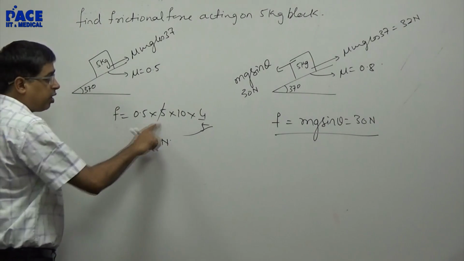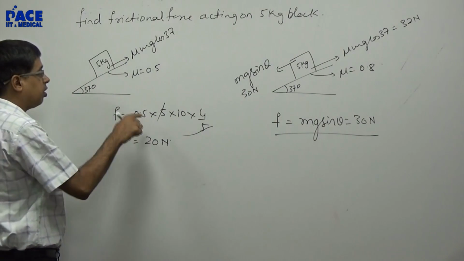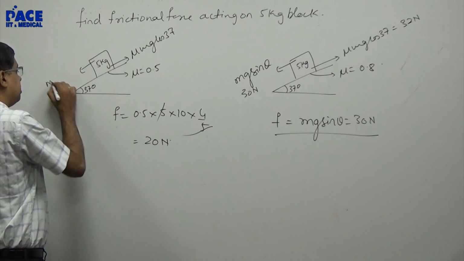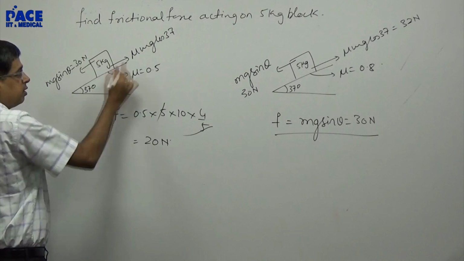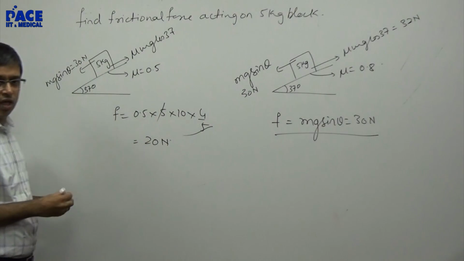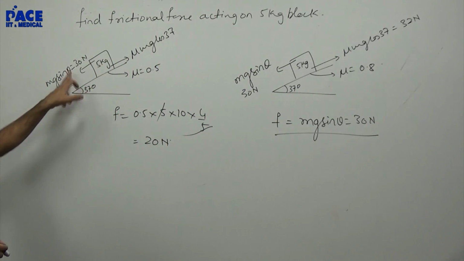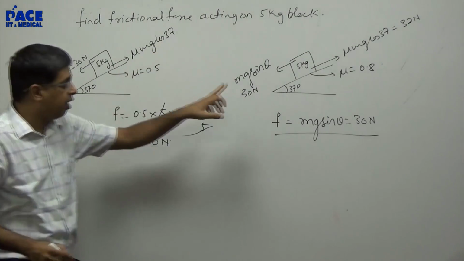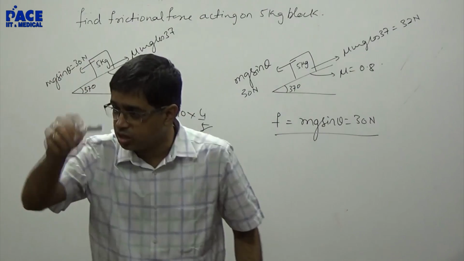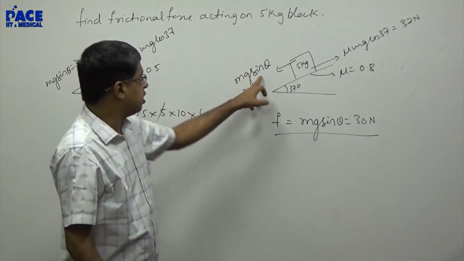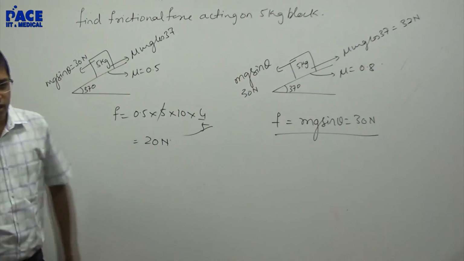Then here, why did you tell me mu mg cos theta? Because I am damn sure that this is sliding. Mg sin theta is 30 Newton, and 30 Newton is greater than 20. Once the block is sliding, I know frictional force is mu N. If the block is not sliding, frictional force is equal to the external force acting on it. What is the external force? Mg sin theta. Now listen.